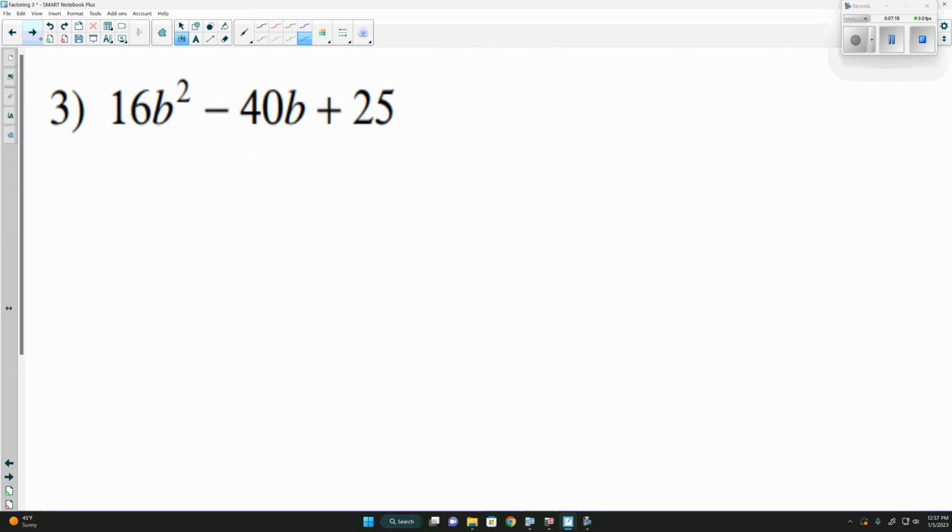16b squared minus 40b plus 25. For 16b squared, yes. 40b, yes. Is 4 a factor of 25? No. So unfortunately, there is not a greatest common factor, but it is still good to look for, because it's good to start off looking for that.